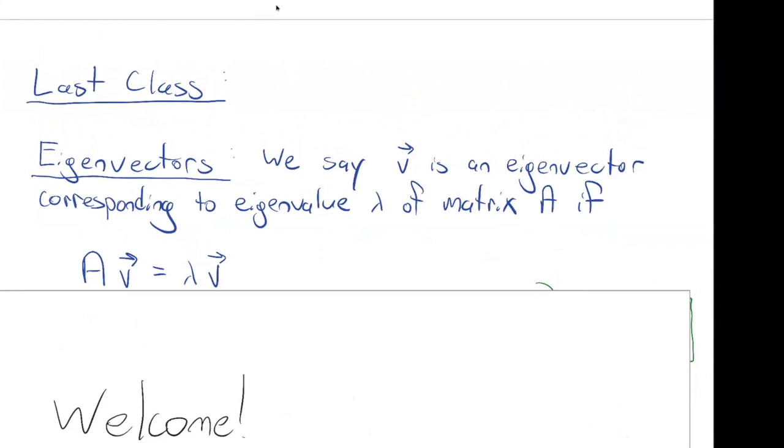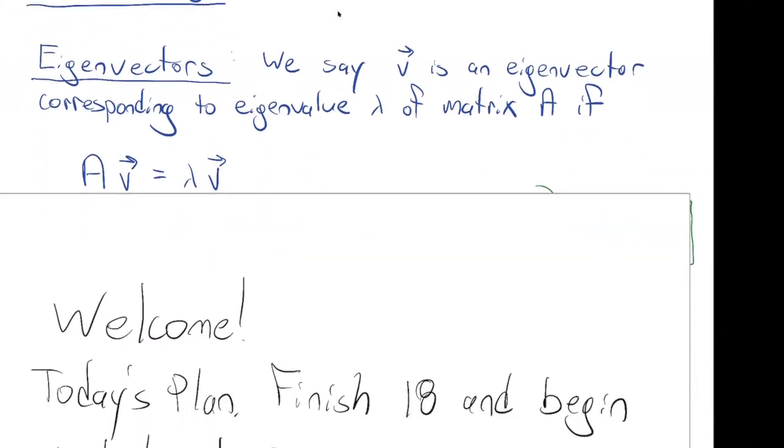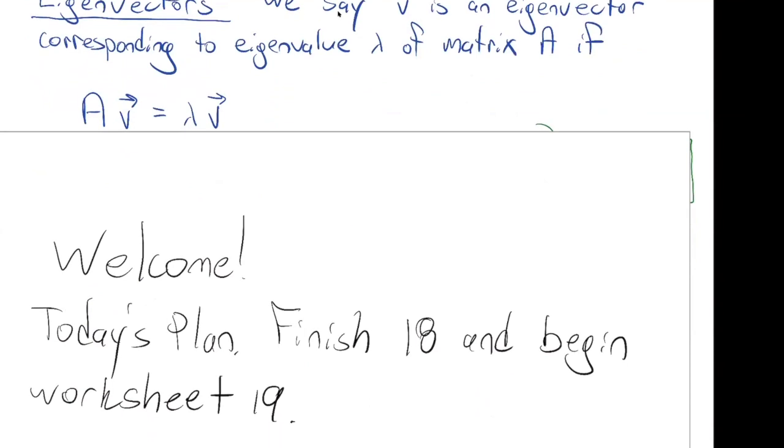So the plan for today is to finish what we were discussing last time on worksheet 18, which was dealing with eigenvectors and some loose ends that we need to tie up on that worksheet, and then moving on and starting worksheet 19, which deals with nonlinear systems of differential equations. So that's chapter 8 of the reading materials.